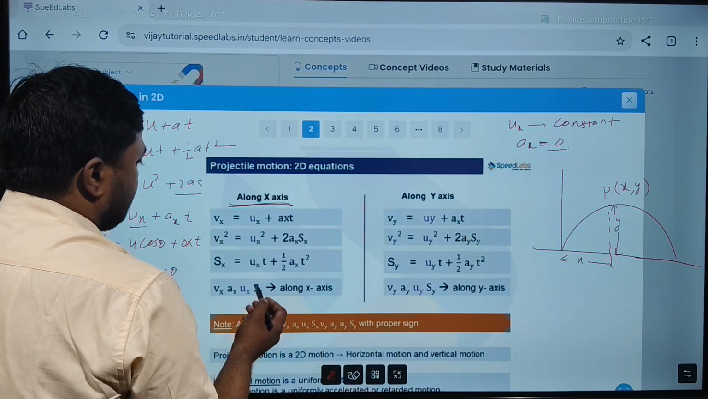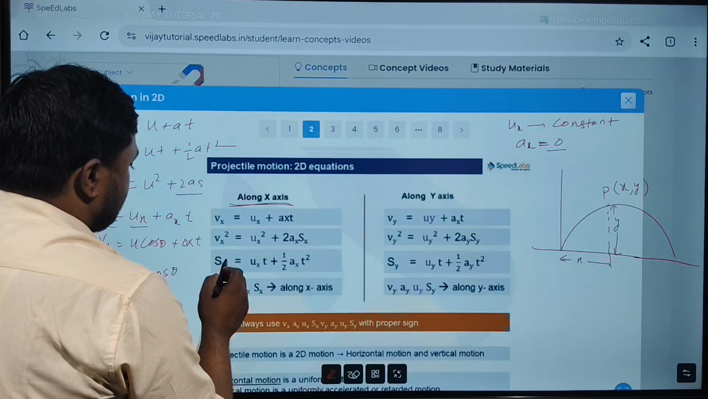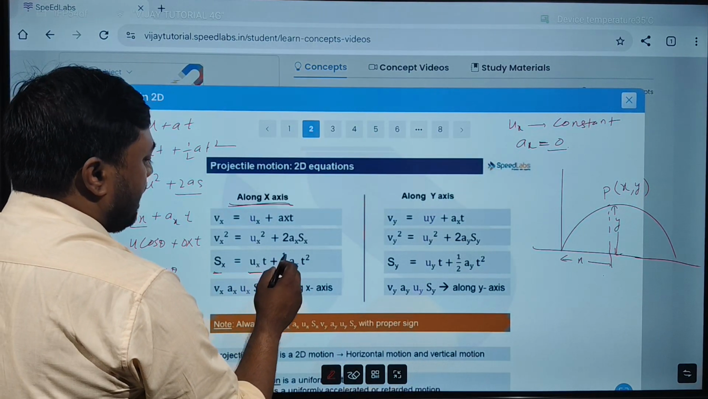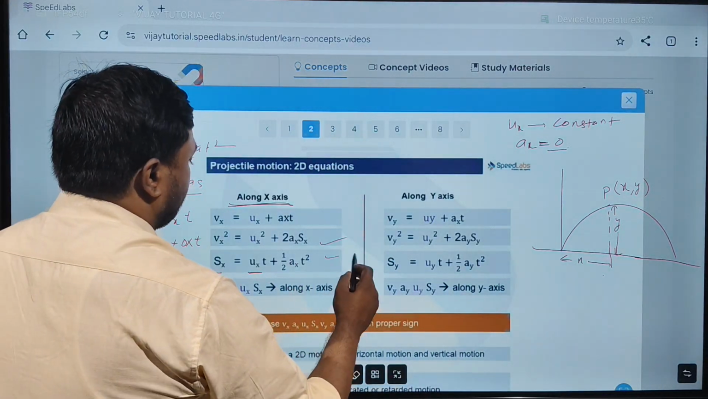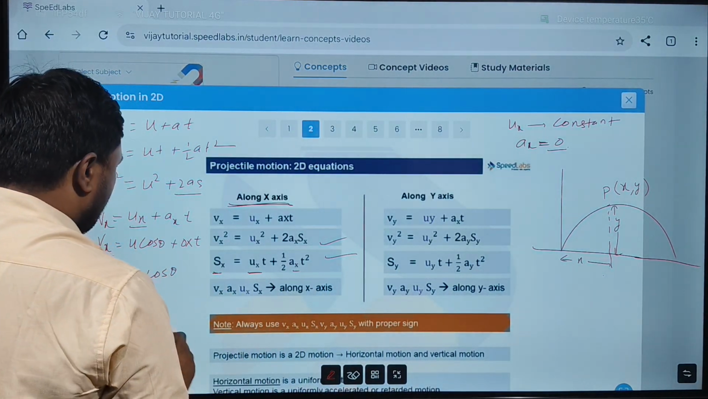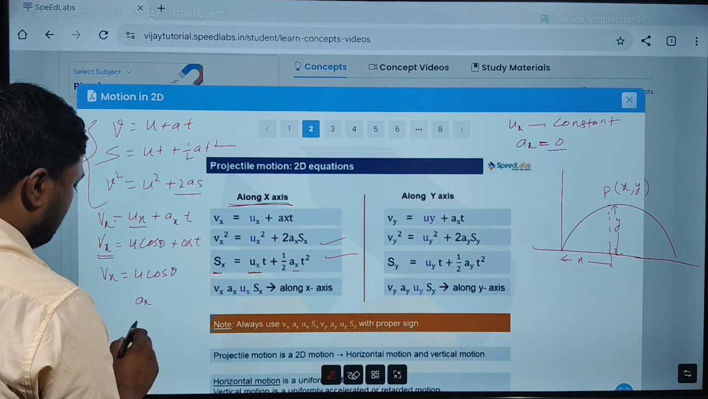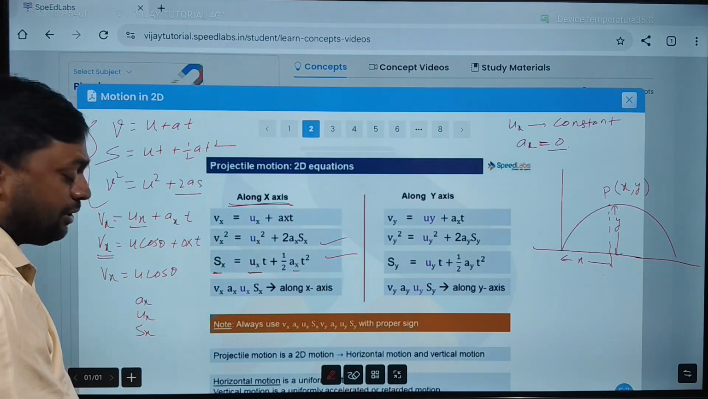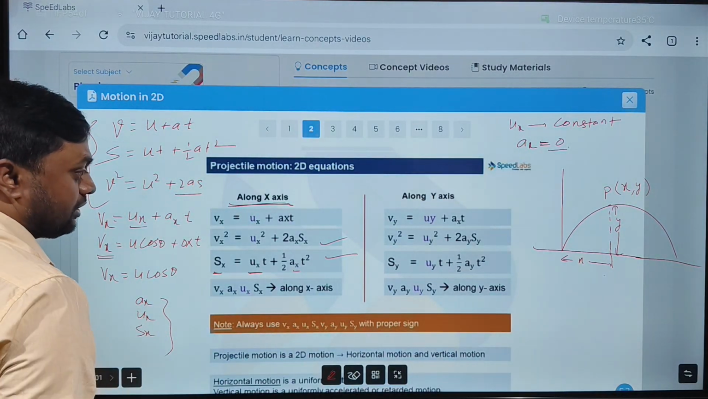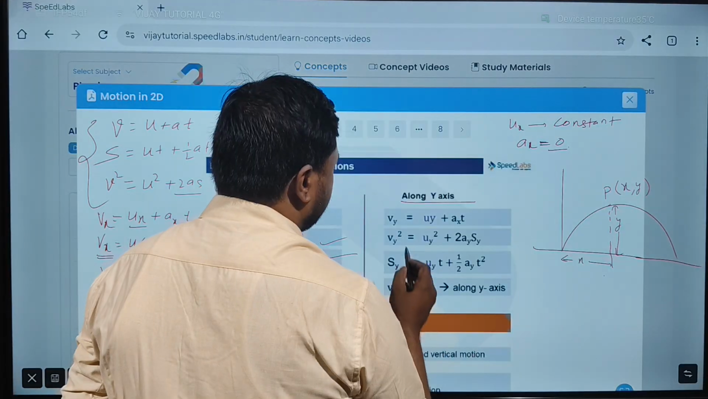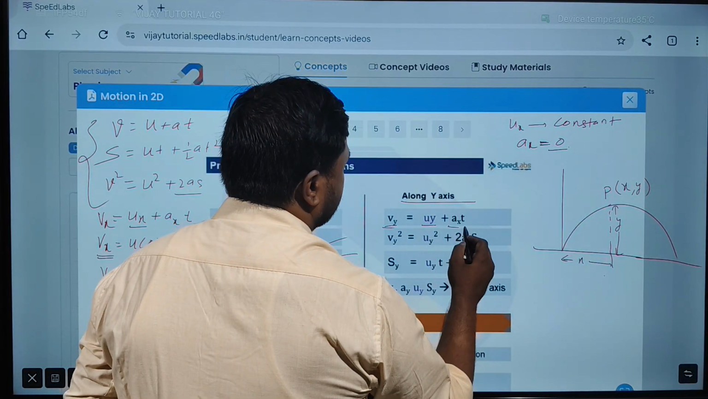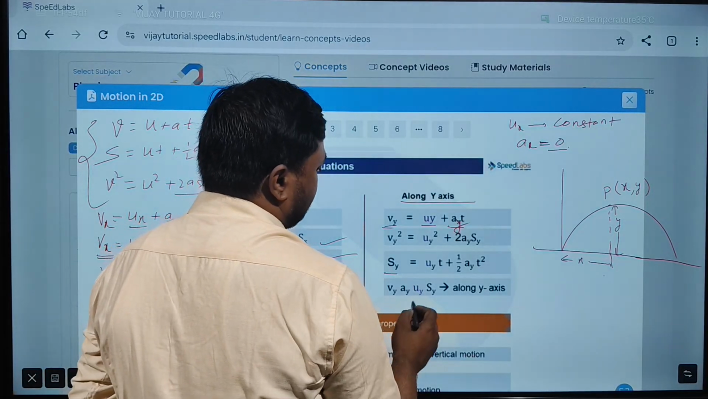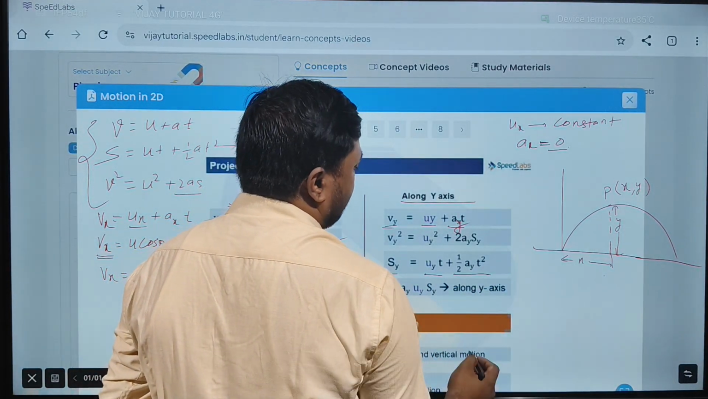Similarly, if you apply the second equation, we can write s along the x-axis is equal to ux into t plus half of ax into t square. So they have taken the acceleration along the x direction. What is ax? Acceleration along the x direction. Ux, velocity along the x direction. Sx, that is the displacement along the x direction. That you should understand. Similarly, if you apply along the y-axis, vy is equal to what? uy plus ay into t. Yes or no? Similarly, if you apply the second equation, sy is equal to uy t plus half ay t square.